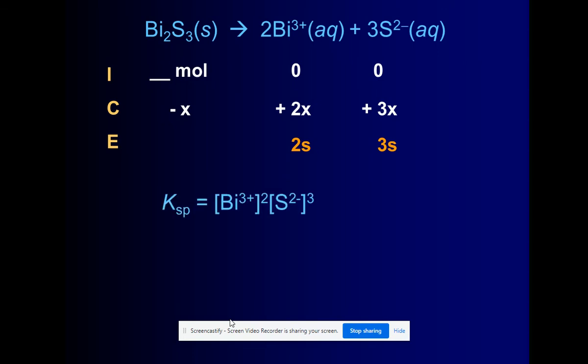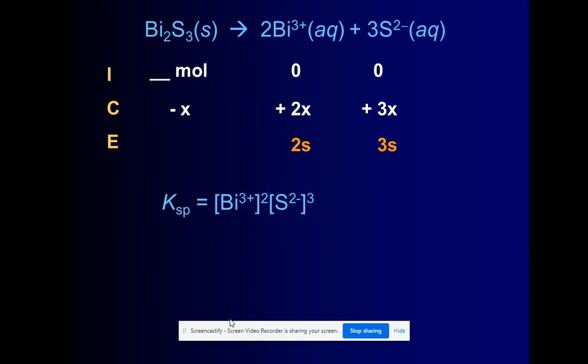Now, if I was going to write the Ksp expression for this particular reaction, again, it's products over reactants. Each ion or gas that's present would be included in your equilibrium expression, raised to its coefficient. Solids and liquids do not get included, so all Ksp expressions will just be whatever the product ions are raised to their coefficients.